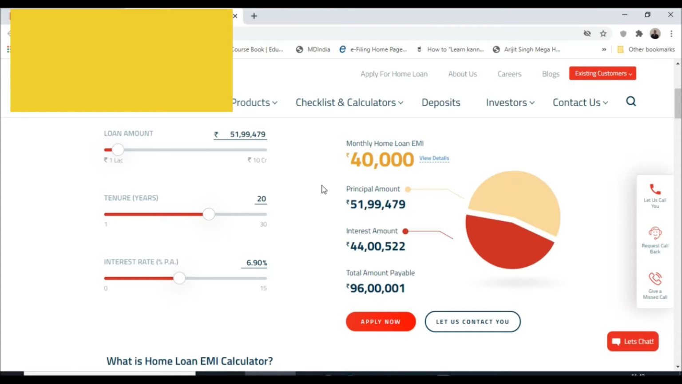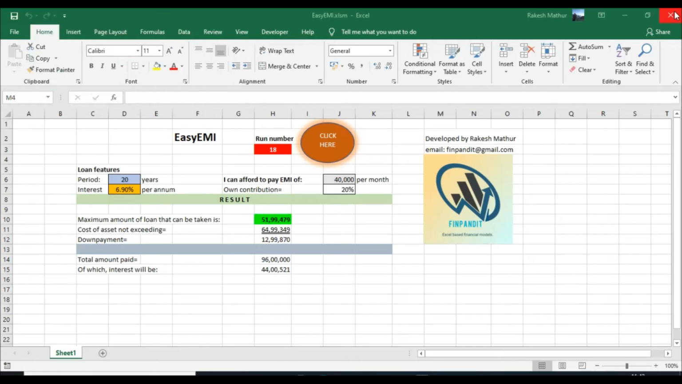There you are. It tells me that the monthly EMI would come to 40,000. The interest component will be 44 lakhs 522 rupees, and the total amount which I will repay will be 96 lakhs and 1 rupee. Exactly what the model told me. And here are the model's calculations once again. 51 lakhs 99,479 rupees loan will give me an interest component of 44 lakhs 521, and total amount that will be repaid will be 96 lakh rupees.